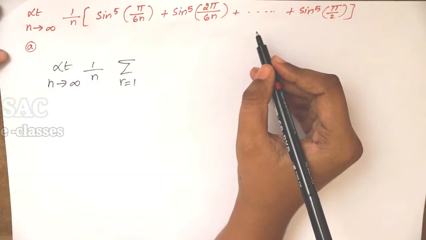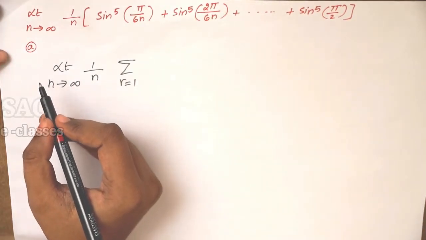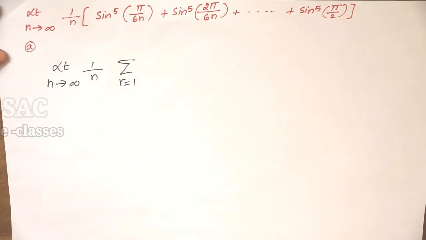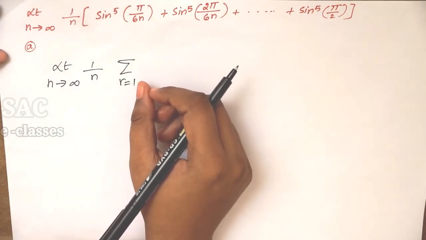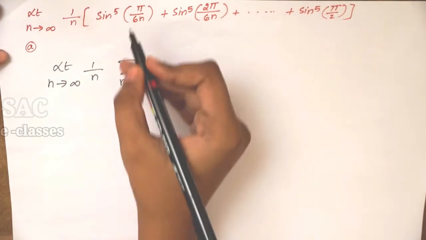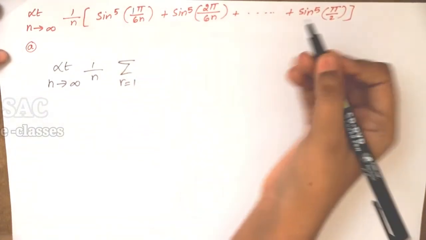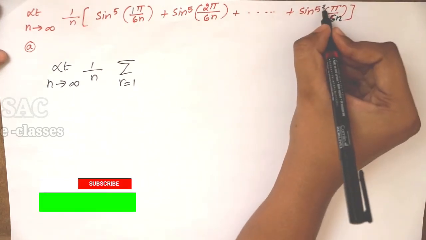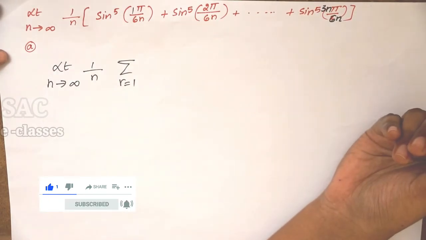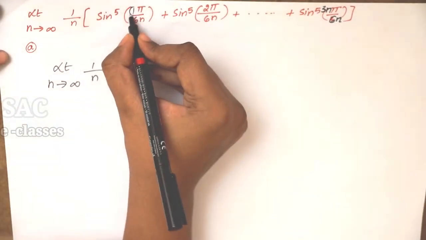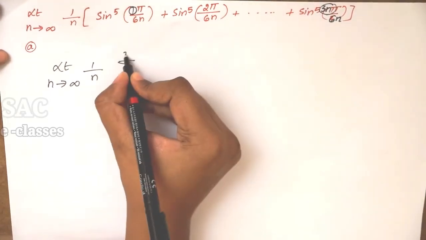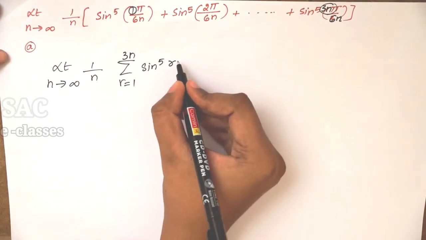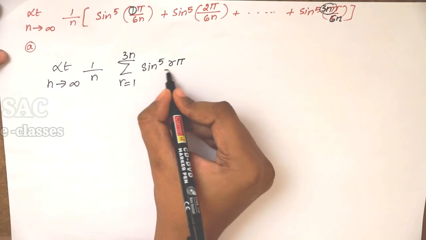Let's move to the next problem. Limit n tends to infinity of 1 by n into sin power 5 of pi by 6n plus sin power 5 of 2 pi by 6n plus and so on, sin power 5 of pi by 2. Clearly, what is changing here is 1, 2, and everything else is fixed, 6n. In what way can I get 6n here? By multiplying with 3n, then I will get 6n. So clearly you can understand that r varies from 1 to 3n. Sin power 5 of r, which is nothing but r pi by 6n.